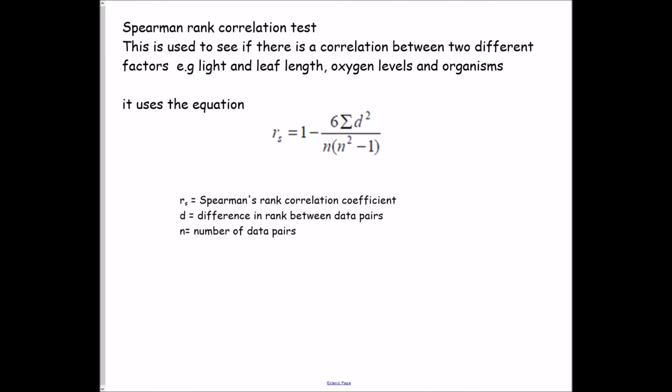So this is the equation that is used. So we're trying to calculate this value here. This is the Spearman's rank correlation coefficient. And it is equal to, it says here, 1 minus 6 times the sum of the differences squared, I'll come back to that later, divided by the number of pairs multiplied by the number of pairs squared minus 1.